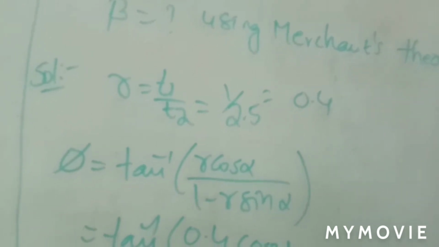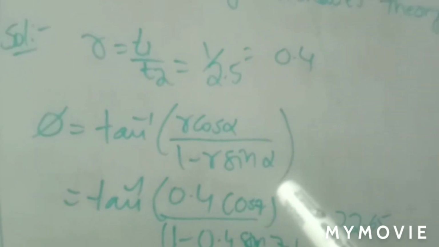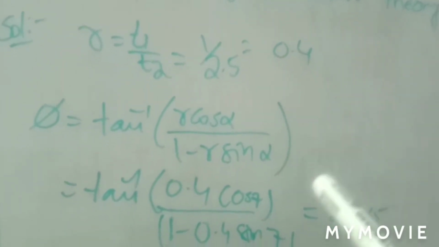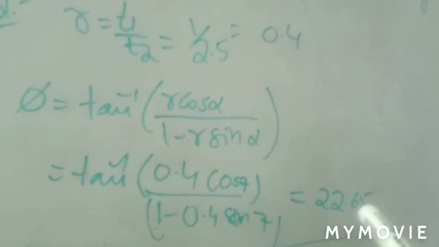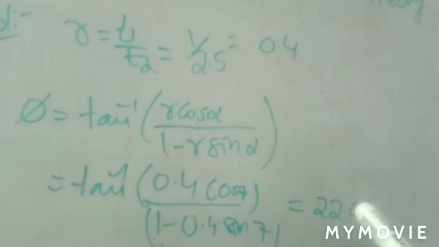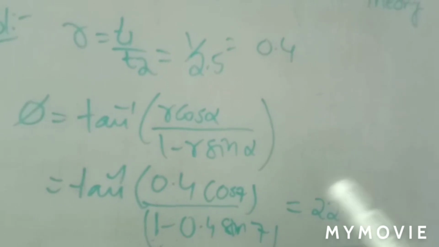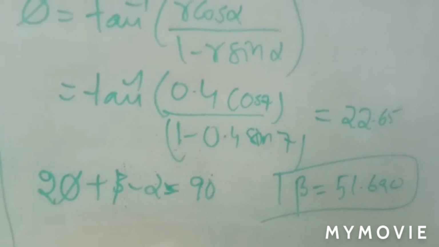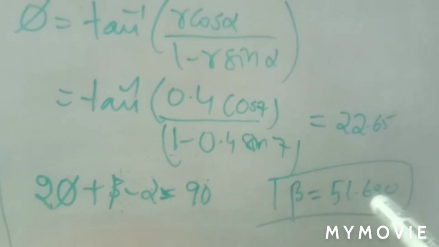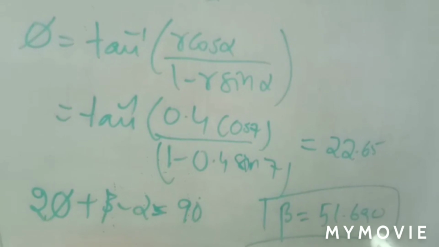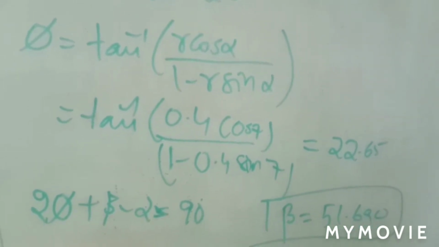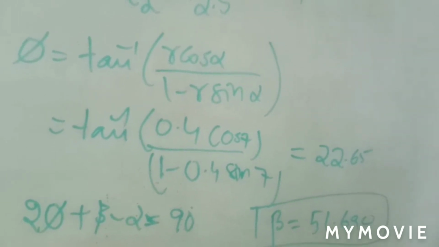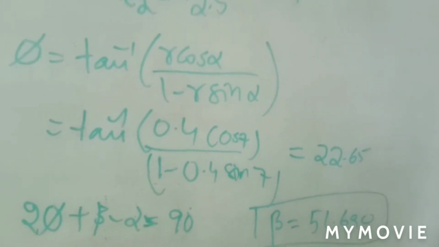Once you know the r value, substitute in the given relation phi equal to tan inverse of r cos alpha by 1 minus r sin alpha. Then you will get phi value. What is the phi value here? 22.65. Once you know the value of phi, then please substitute in Merchant's theory. What is Merchant's theory? 2 phi plus beta minus alpha equal to 90 degrees. Then automatically the beta value is 51.69. Your beta value is 51.69.